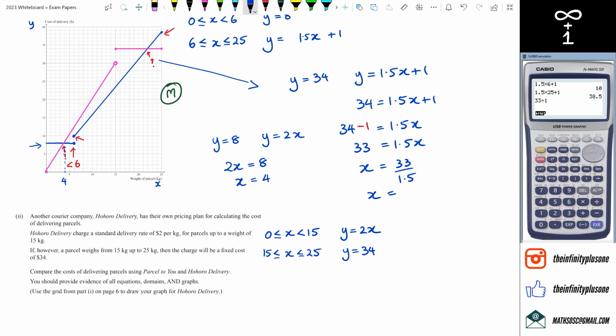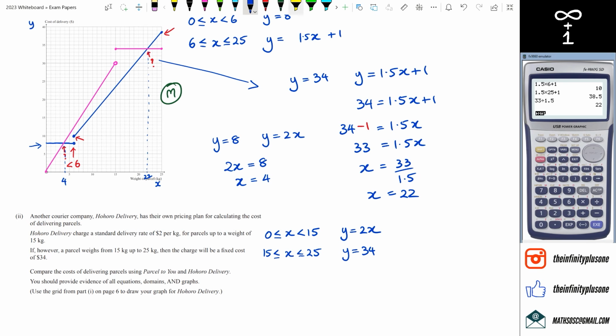33 divided by 1.5, that's going to give us 22. And once again, if you track it all the way down, we can see that it's actually 22. Now, you could read it from the graph, but I'd always say do the calculations just to be absolutely sure.